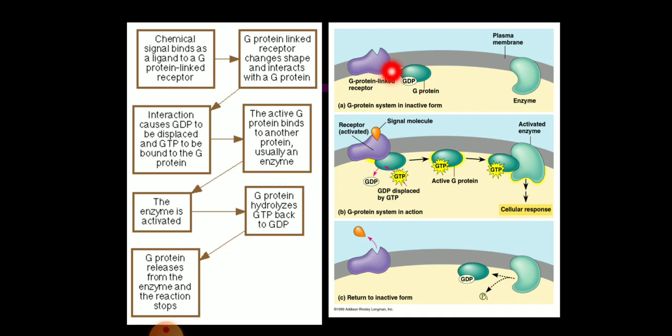and then the G protein linked receptor changes its shape and interacts with the G protein. Interaction causes GDP to be displaced and GTP to be bound to the G protein. The active G protein now binds to another protein, usually an enzyme. From there, the enzyme is activated and ultimately the GTP is hydrolyzed, GTP is back to GDP, and the G protein releases from the enzyme and the reaction stops. So that is the function of G protein coupled receptors.